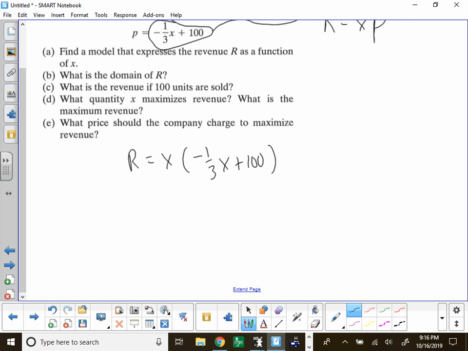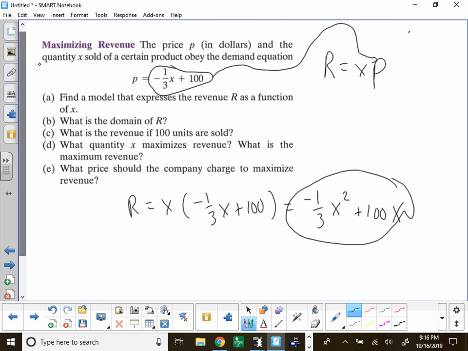So I'm going to distribute that through, and you're going to see the quadratic. Negative 1/3 x squared plus 100 x. So there's my upside down quadratic. And it answered the question. It says, express the model as a function of x. So there it is. So the revenue is dependent upon x, which is the number sold, correct? Yes, the quantity sold x.